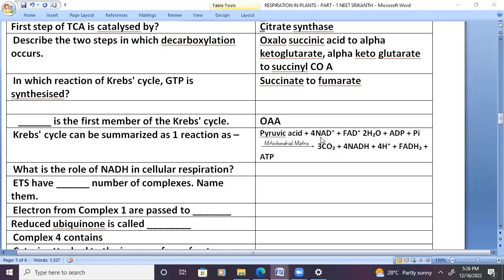pyruvic acid plus 4 NAD plus FAD plus, in the presence of water, ADP plus phosphate ion in the mitochondrial matrix. The products: 3 carbon dioxide molecules, 4 NADH, 4 H plus ions, and FADH2 along with ATP.